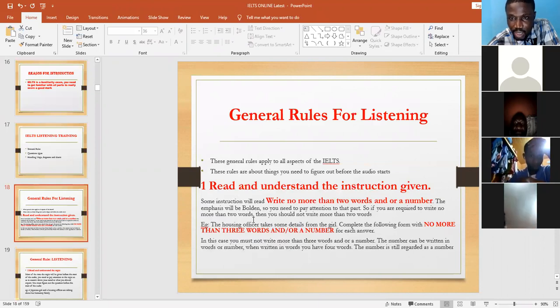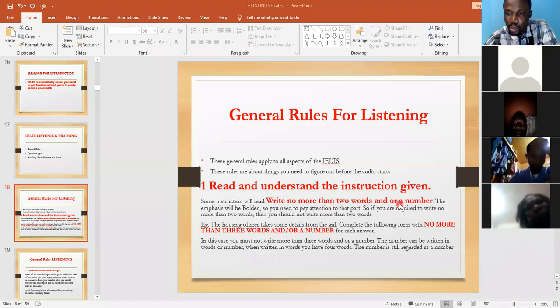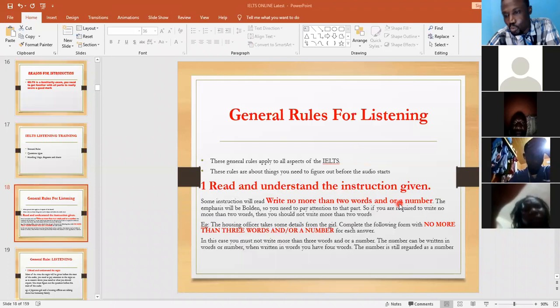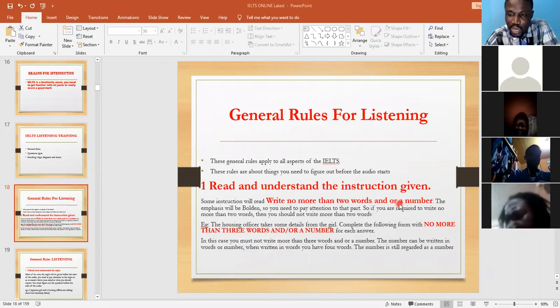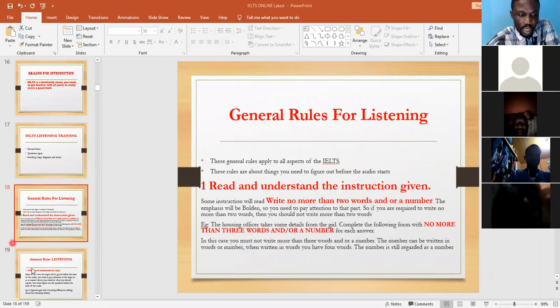So let me annotate so that you'll be able to see the instruction. You can see here, write no more than 2 words or a number, because immediately your word count is more than 2 and the third one is not a number, your answer will be marked wrong. So that is it for this one. Your answer will be marked wrong. That's why when you get to every section, you need to pay attention to the instruction. Then I will rush to number 2 now.